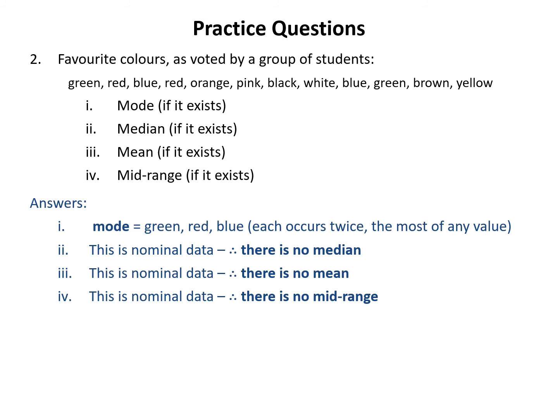But in this particular example, we're just looking at these as labels. They're just simply colors that don't have an inherent order, which is probably the sense in which most people would think of colors most of the time. So if we consider this data to be nominal, then we cannot calculate either a median, mean, or mid-range. So we would say that there's no median, no mean, and no mid-range.